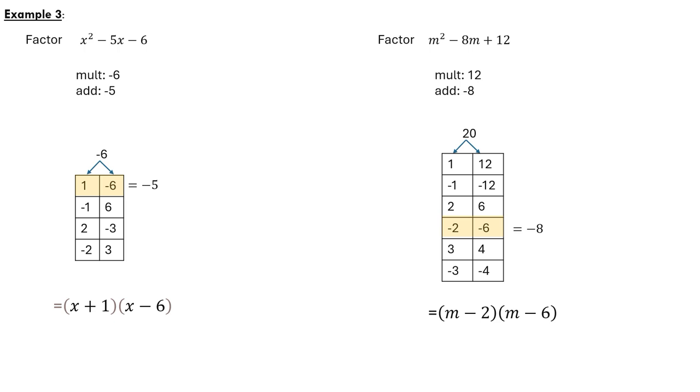In our next example, we've got m squared minus 8m plus 12. We're looking for a pair of numbers that multiply together to be 12 and add up together to be negative 8. So we list all our factor pairs of 12 right here. This should be a 12. Apologize for the error. So 1 times 12 equals 12, negative 1 times negative 12 equals 12, and so on, but only one pair, negative 2 times negative 6, adds up together to give negative 8.